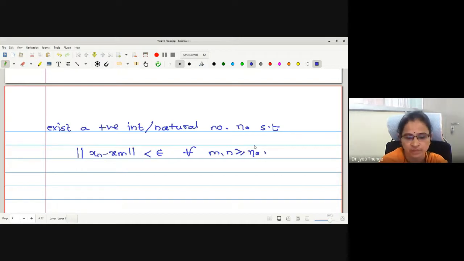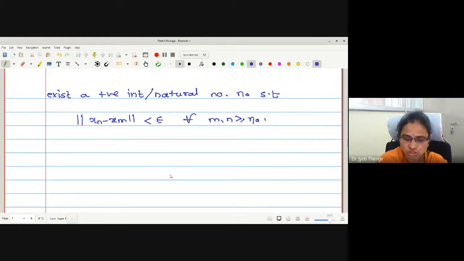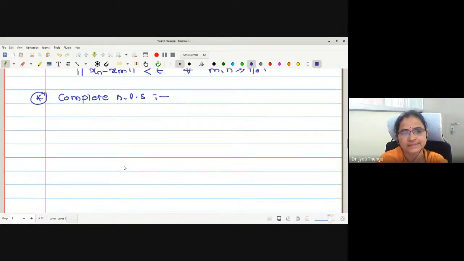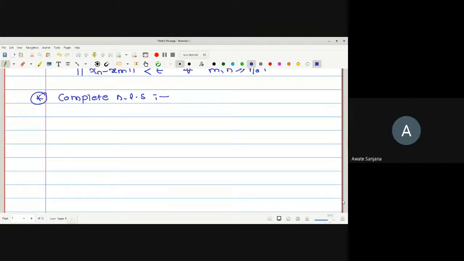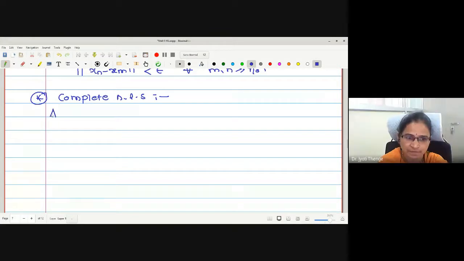Is it okay? I have recalled the definition of convergence and Cauchy sequence. What about completeness? I will take a complete normed linear space. What is the completeness definition? Someone has started this discussion in the first lectures, I think, the completeness property. If every Cauchy sequence is convergent. Very good. The same definition I will write.